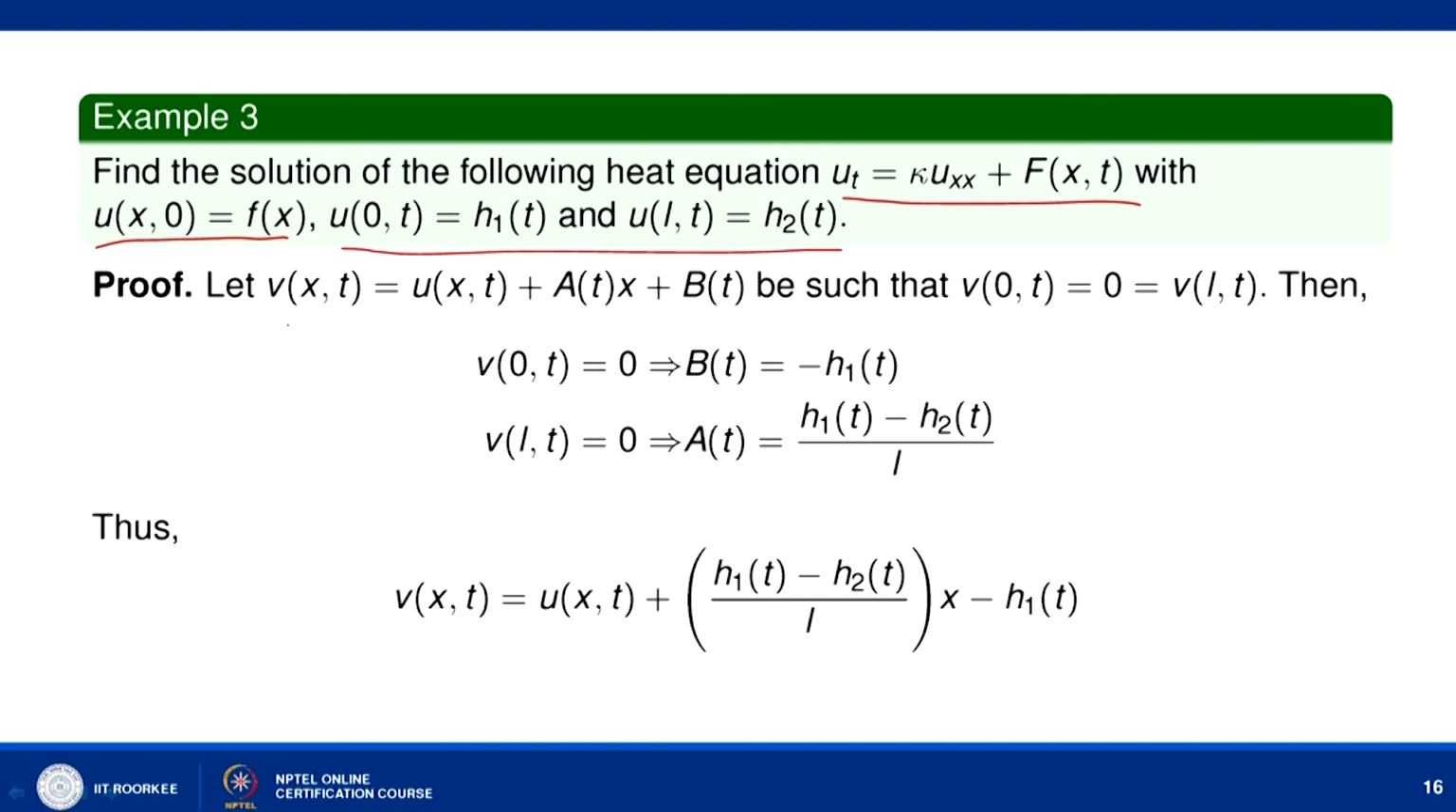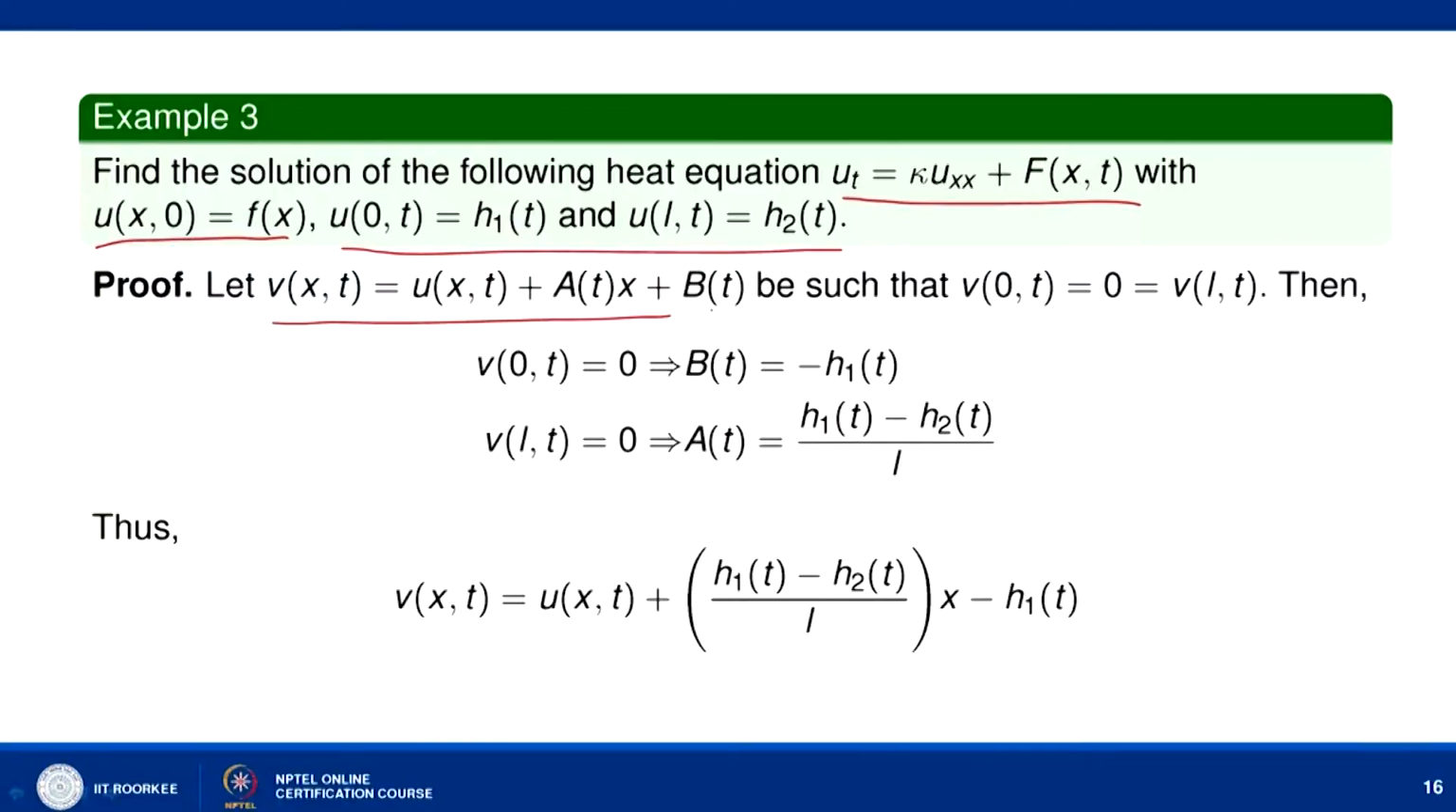So here first we assume that the boundary condition should be homogeneous. Whenever we have this kind of problem with non-homogeneous boundary condition, the first work is to make our boundary conditions homogeneous. So here let us assume that V(x,t) equal to U(x,t) plus A(t)x plus B(t), where A(t) and B(t) we can obtain in a way such that V(0,t) is equal to 0 and V(l,t) equal to 0.